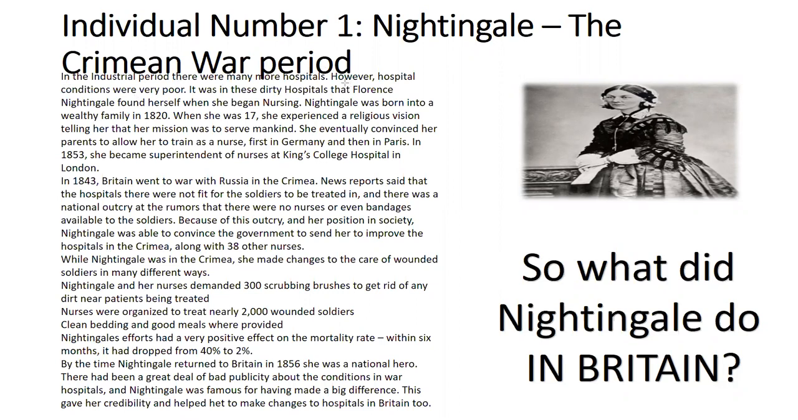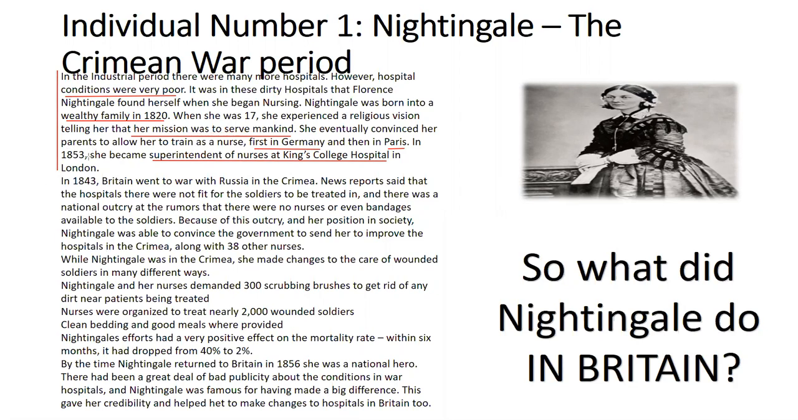So in the industrial period, there were many more hospitals, as we mentioned, but conditions were very poor, as we said. It was in these dirty hospitals that Nightingale found herself where she began nursing. Nightingale was born into a wealthy family in 1820, and when she was 17, she experienced a religious vision saying that it was her mission to serve mankind. She convinced her parents to allow her to train as a nurse in Germany, Paris, and then she became superintendent of nurses at King's College Hospital in London. So she had experience. This is sort of her background here.